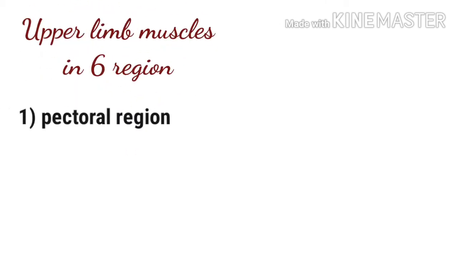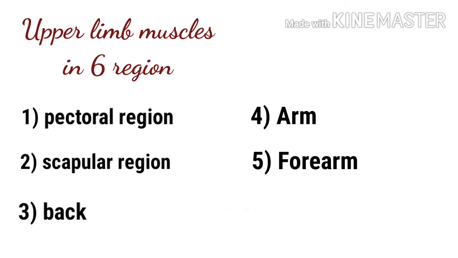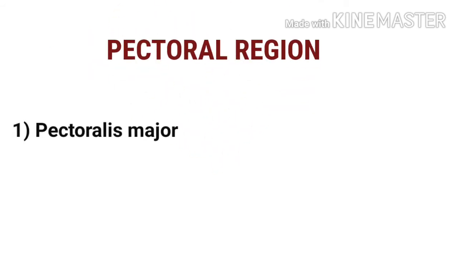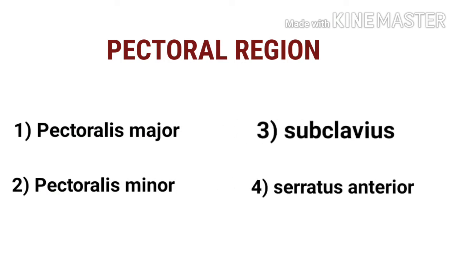Okay, so let's divide upper limb muscles into 6 regions: pectoral region, scapular region, back, arm, forearm and hand muscles. Let's start with the pectoral region. The pectoral region is located on the anterior chest wall. It contains 4 muscles that exert a force on the upper limb: pectoralis major, pectoralis minor, subclavius and serratus anterior.